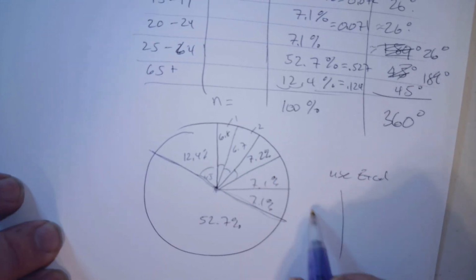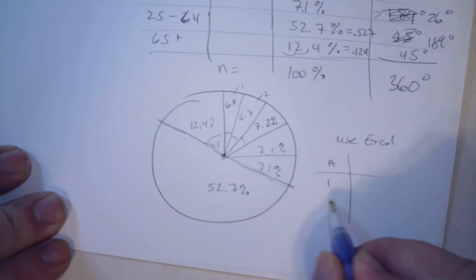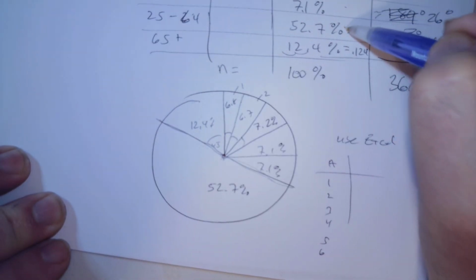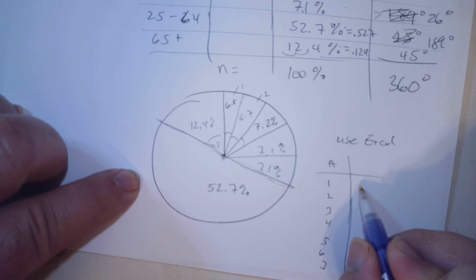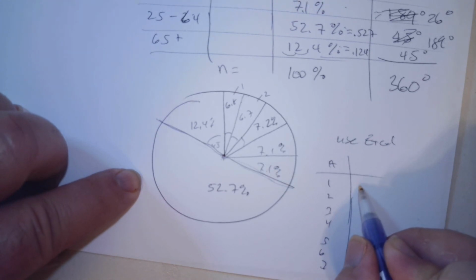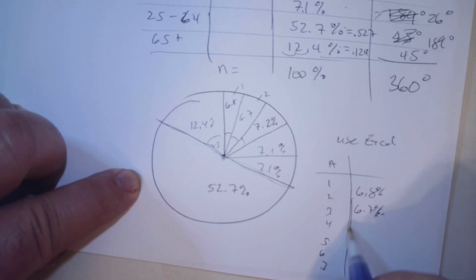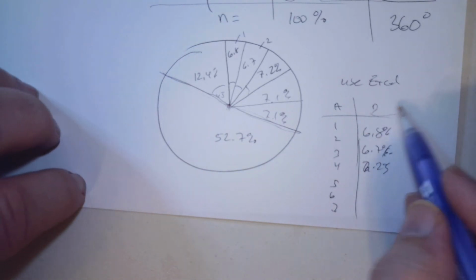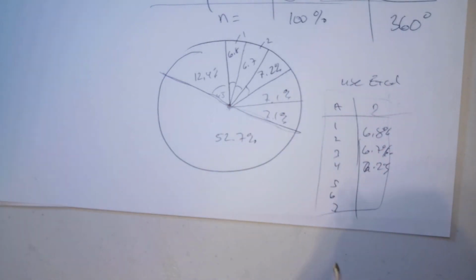Or you can use Excel. Plot the points. You have group 1, 2, 3, 4, 5, 6, 7. Enter the percent: 6.8%, 6.7%, 7.2%, so on and so forth. And highlight all that and have the graph drawn for you by Excel.